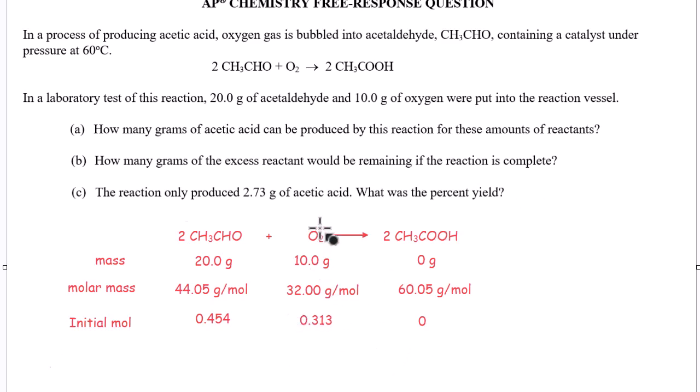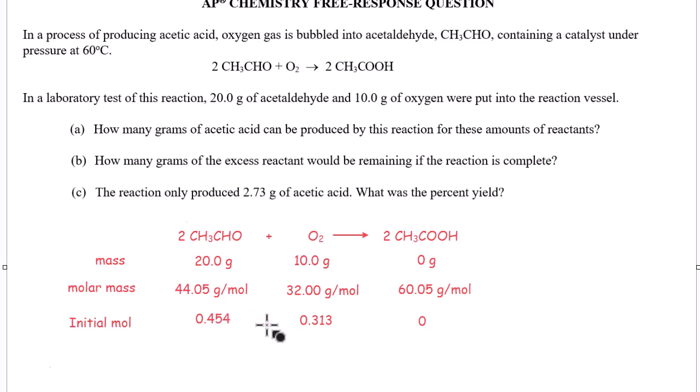I'm going to run out of oxygen first. No, you have to take into account the coefficients. You need 2 aldehydes for every 1 oxygen. So in terms of mass, it looks right, but in terms of moles, look what's happening. We have 0.313, but we need twice as much of that in terms of aldehyde, and we don't have twice as much. We only have 0.454, so we're going to run out of aldehyde.